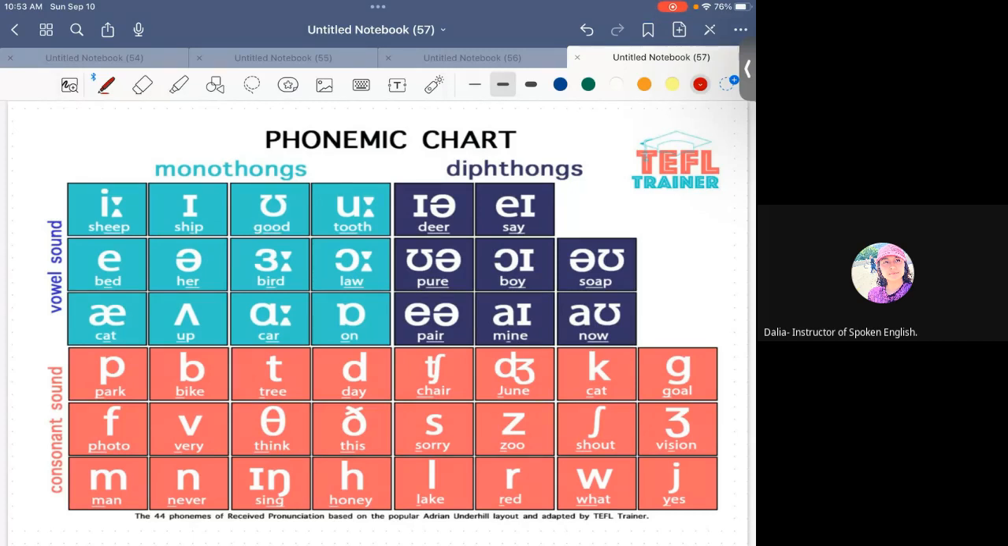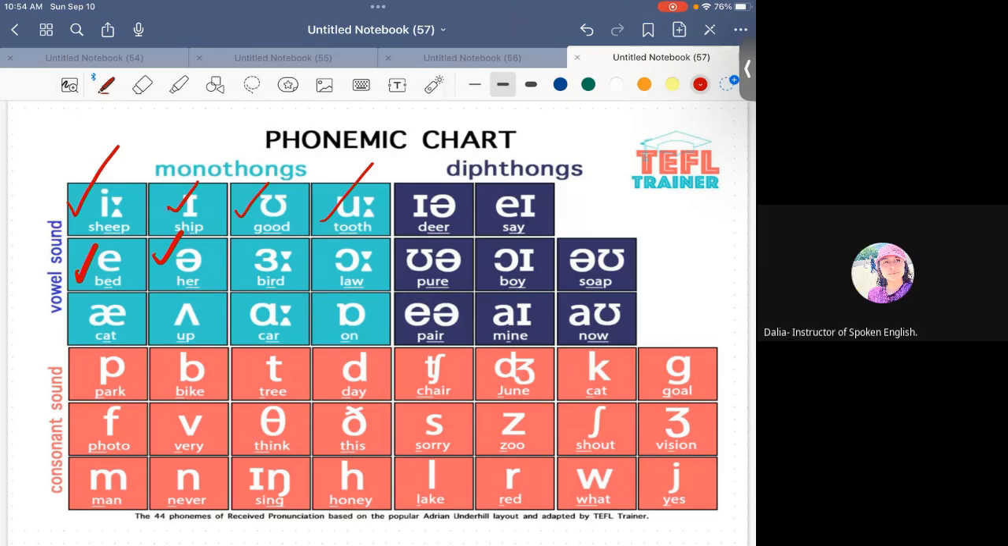Okay. I'm going to sound. You pronounce with me all the phonetic sounds. First, say shape. Ship. Good. Tooth. No. Tooth. Long sound. Tooth. Bed. Her. Not her actually. American sound is her, but British sound is ha. Okay. All right.